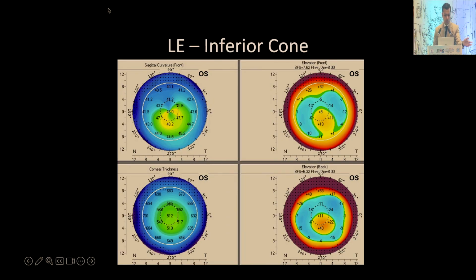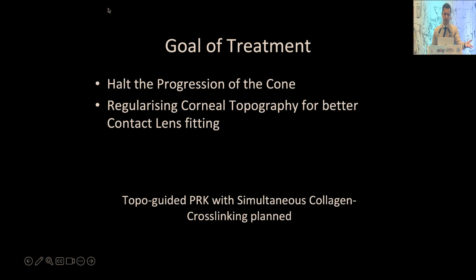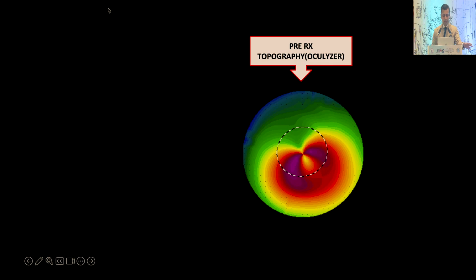So this is an inferior cone, as you can see. The idea for treatment in this was not to give vision, but to halt the progression and, more importantly, to regularize the cornea, but it had been a stable cone. So this is the topography, which shows you the cone.